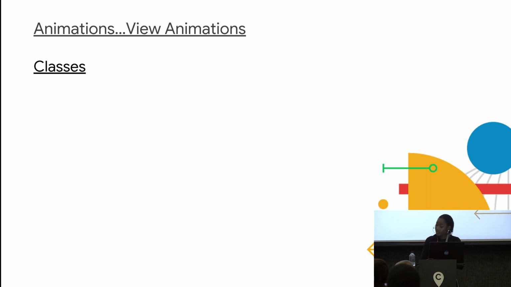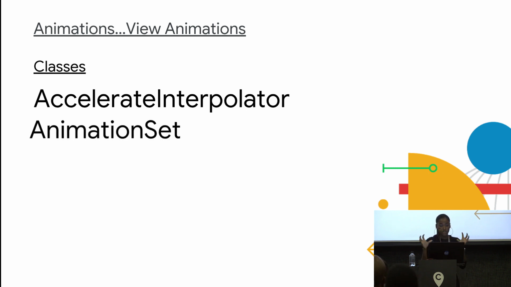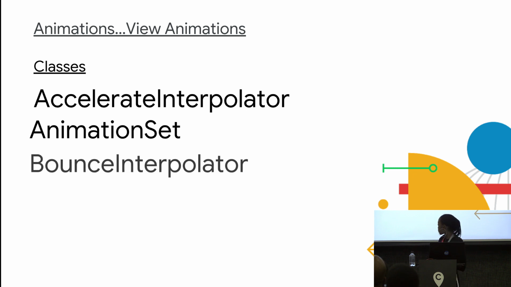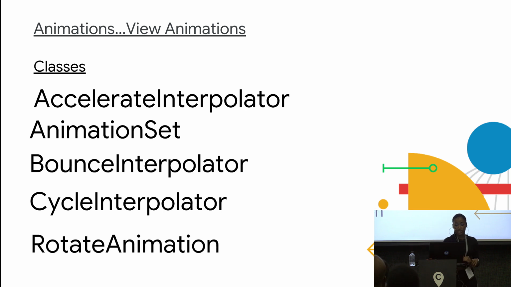The classes that you can find in here are the AccelerateInterpolator, which is a rate of change that starts slowly but accelerates in between, such as when a rocket is launching. It will start slow, speed up, and then stop when it lands. We also have the AnimationSet, which represents a group of animations that should be played together. You have the BounceInterpolator, where the animation bounces at the end. We have the CycleInterpolator, which repeats the animation for a specified number of cycles. And then you have the RotateAnimation, which controls the rotation of an object.